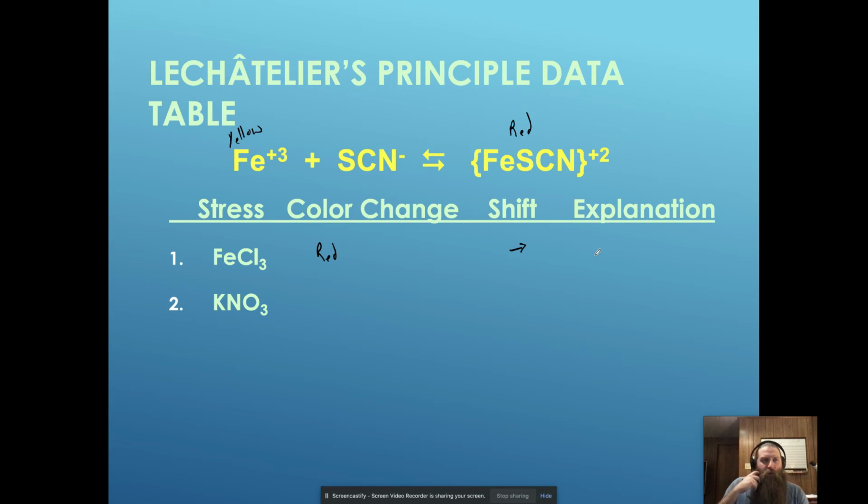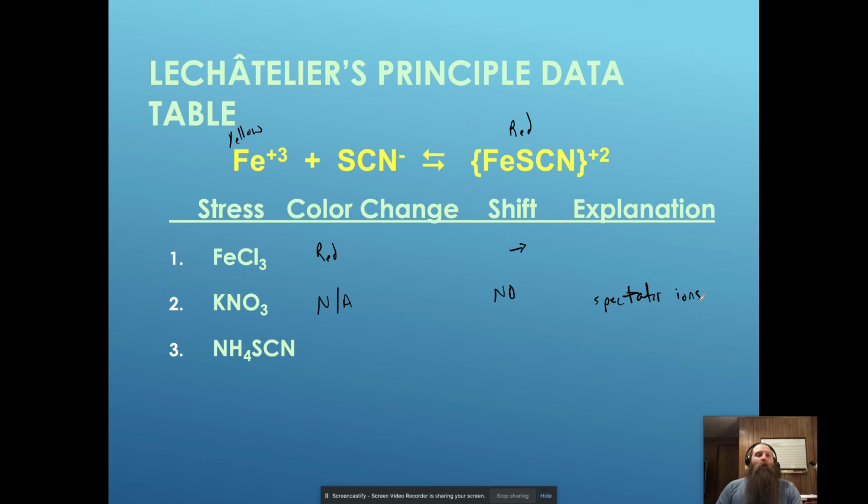What if we added KNO3? Well, both K and NO3 are spectator ions, right? We don't see them in our net ionic equation there. So we would have no color change and we would have no shift. And the reason is they are spectator ions. They're not participating in this specific color change reaction.